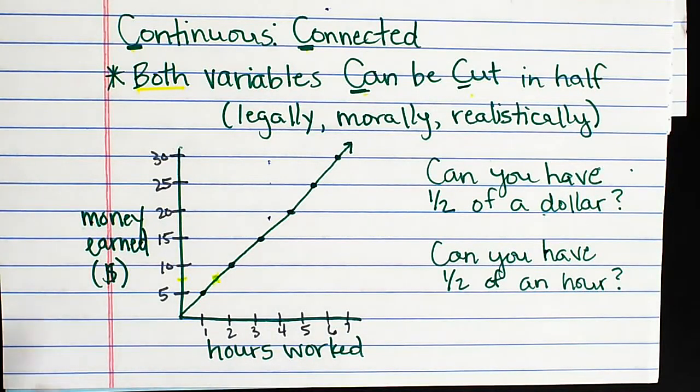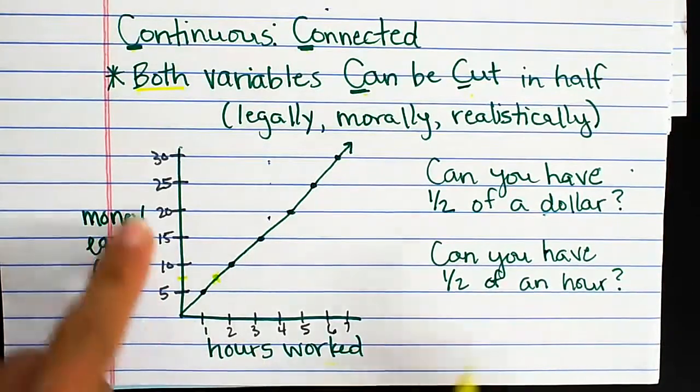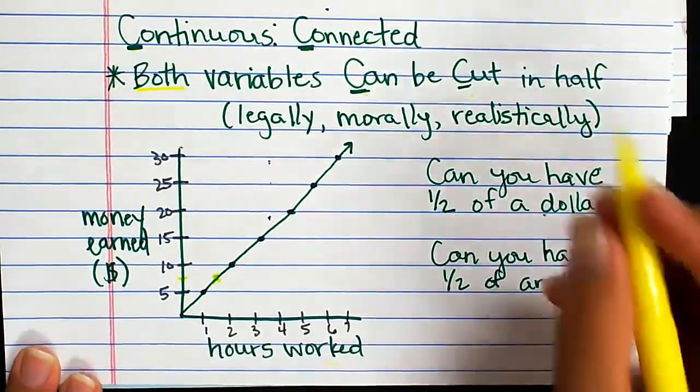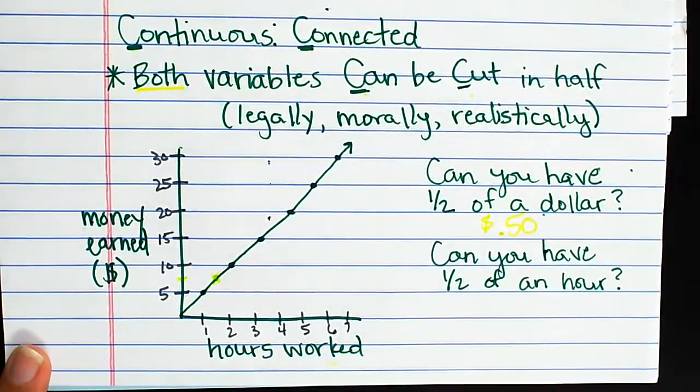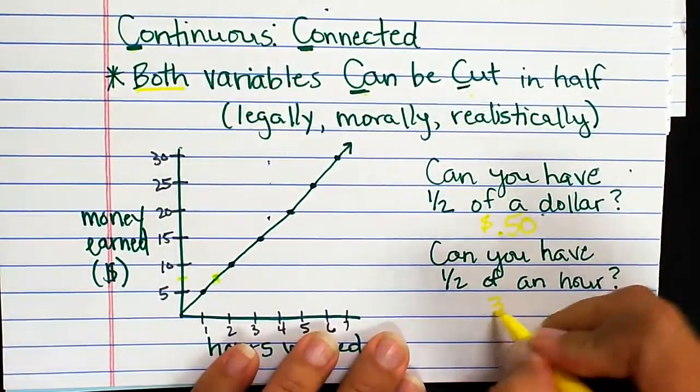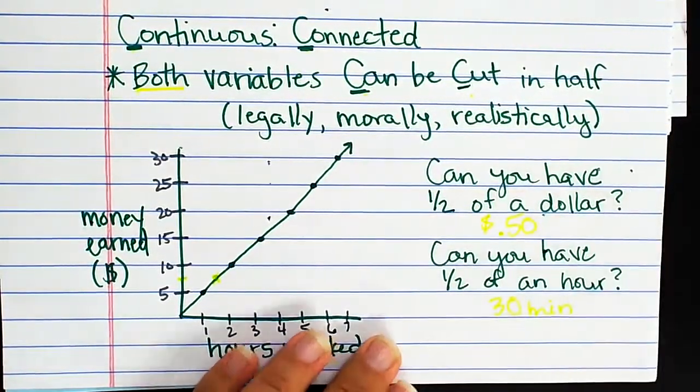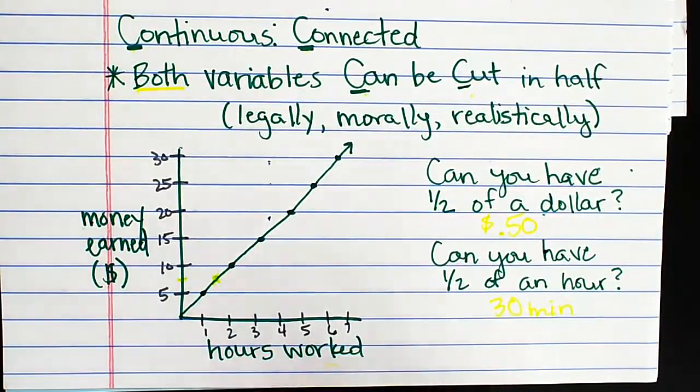So what I do is I ask myself, can this be cut in half? Can you have half of a dollar? Sure, I mean, I'm not going to actually cut the dollar bill in half, but if I have 50 cents, I have half of a dollar. And can you have half an hour? Absolutely, I can stay somewhere 30 minutes instead of 60, right? So discrete is going to be distinct dots. That's because there's going to be no data between the points. Continuous is going to be connected dots, and that is because there is data. There's information that makes sense in between your points, okay? So that's a little review of discrete and continuous.